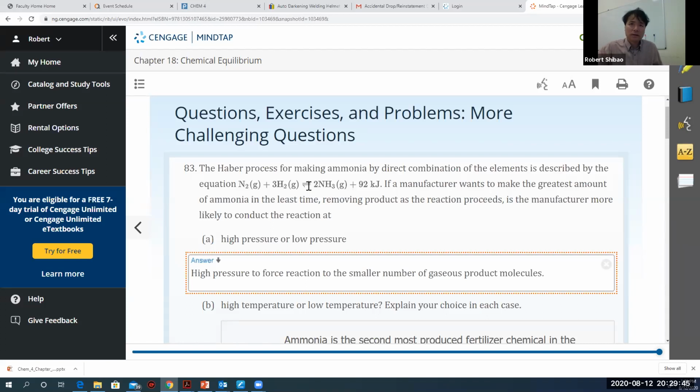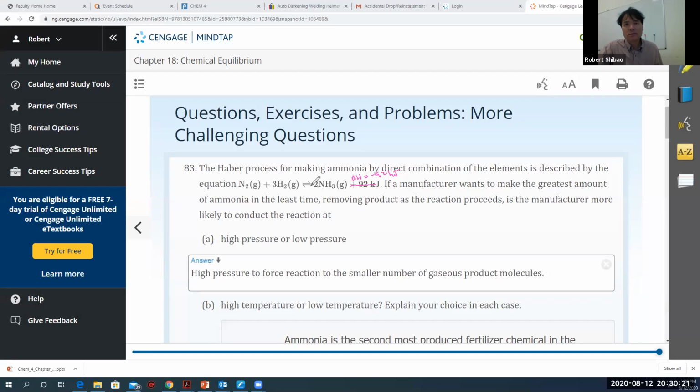This is written in Chem 4 style. In Chem 1A, we'd never write it like that. In Chem 1A, it's written like this: delta H is equal to minus 92 kilojoules. That tells me it's exothermic. So if it's exothermic in the forward direction, that's like making ice. Making ice is exothermic. We want low temperature. So low temperature is going to favor making ice, which is exothermic. This is exothermic, same thing.